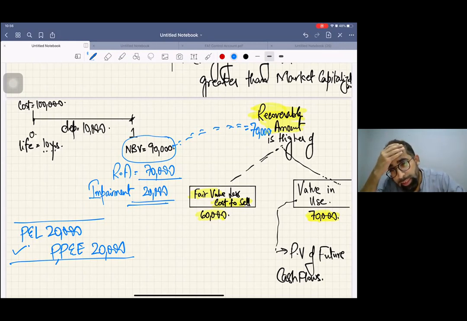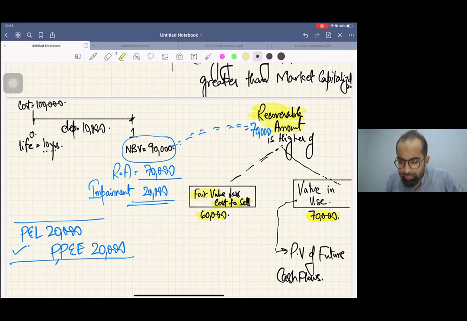Okay, sometimes students ask one very basic question, which you have studied in your basic studies as well. Sir, once we book impairment of an asset, how do we depreciate this asset for future? Very basic question. It's like the same as revaluation. Listen, once you impair the asset, the value of the asset changes.